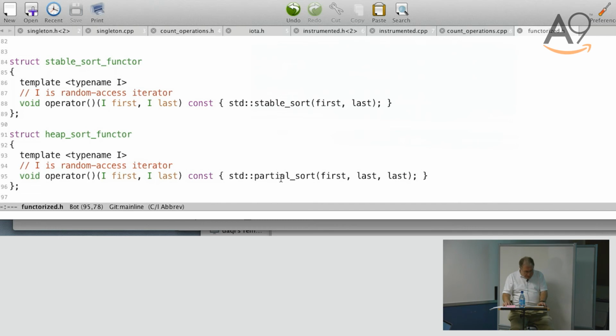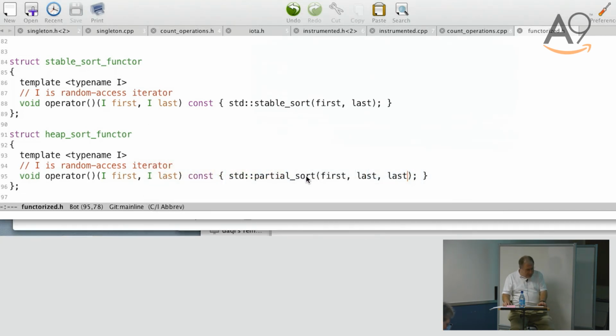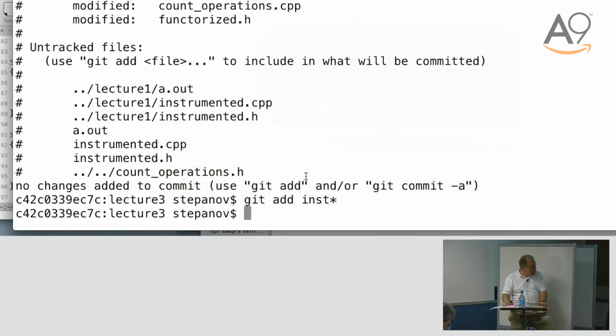In the meanwhile, before we're done, I would like to put us in a good situation. So what I need to do is say git commit, now pushes too early. Git commit minus a, no, a dot out is not checked, so it's all right. Git commit minus a minus m. Final lecture 3.